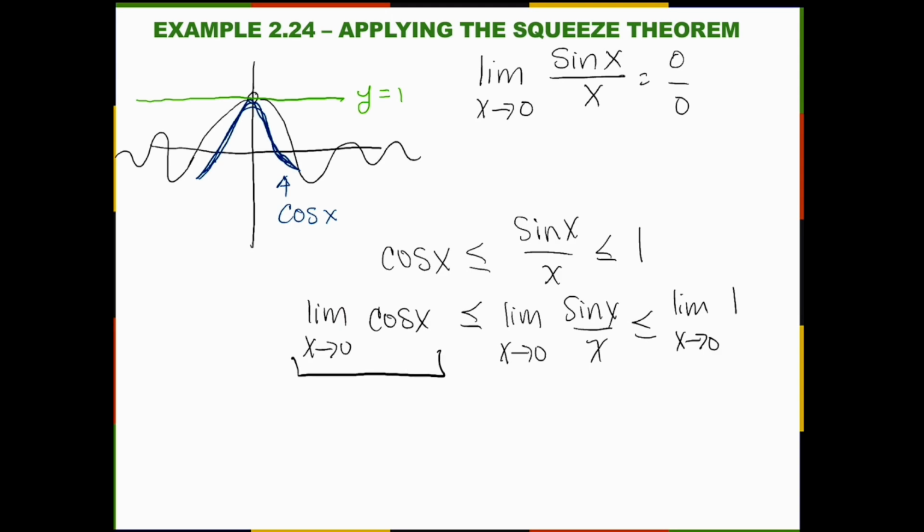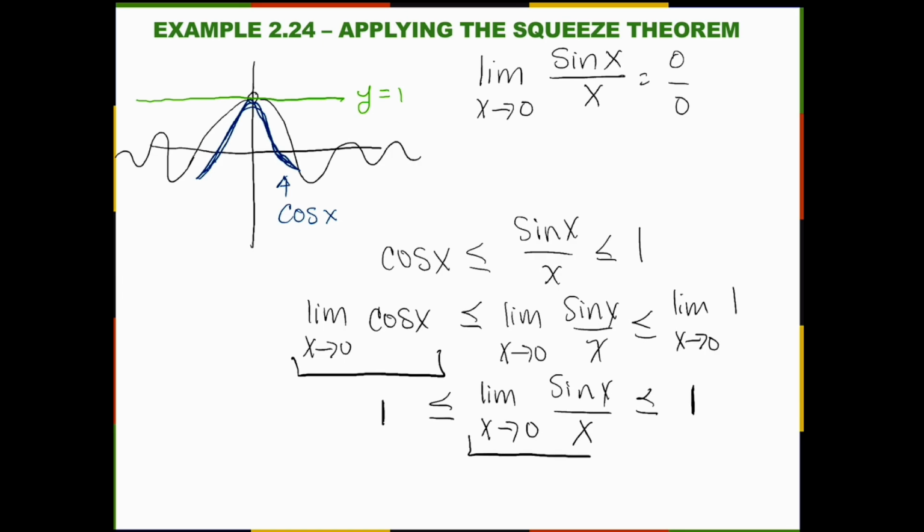Now, this limit is easy to determine. I can use direct substitution. If I plug in 0 for cosine x, I'm going to get 1. I'm going to carry the rest of it down. I also know that the limit of a constant function is just that constant itself. So the limit as x approaches 0 of 1 is just 1.